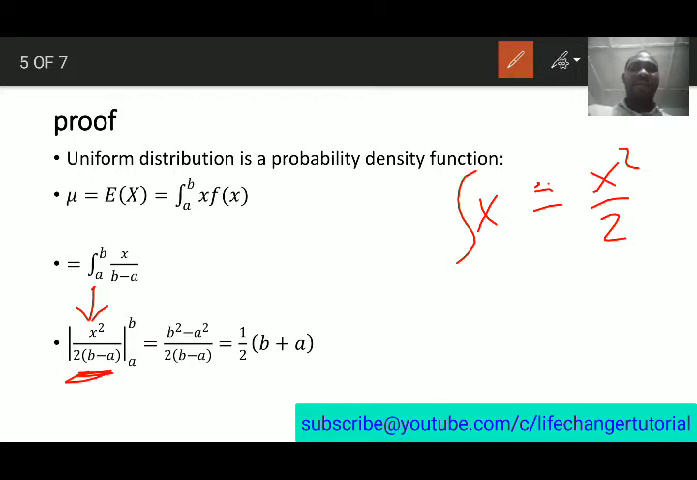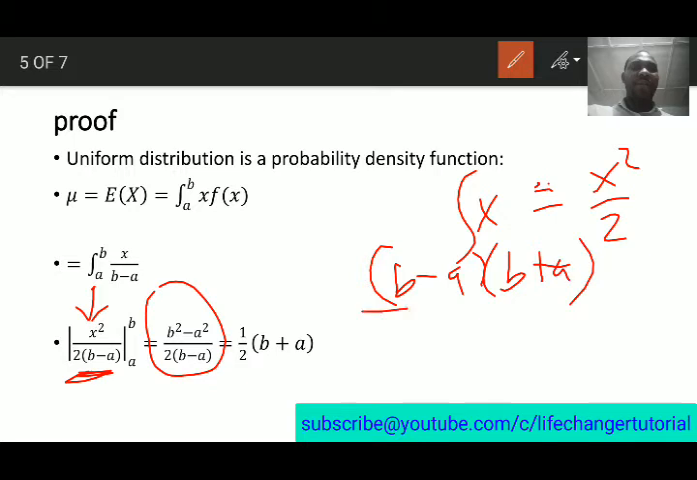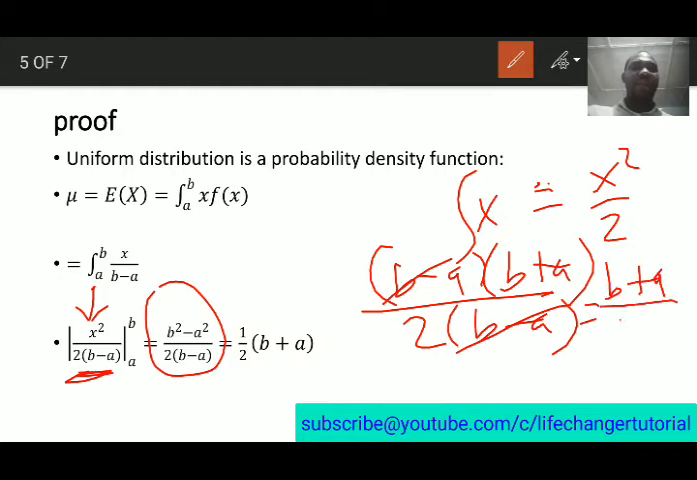Okay, so you have your boundaries b and a, such that if you substitute x to be b, you get b squared, minus, if you substitute x to be a, you get a squared. That's how we got this. And remember, b squared minus a squared also means (b minus a) times (b plus a), all over 2 into (b minus a). So you see b minus a cancels b minus a. We are now left with b plus a all over 2. Okay, so that is how we got the mean. The mean of a uniform distribution is simply half into (b plus a).